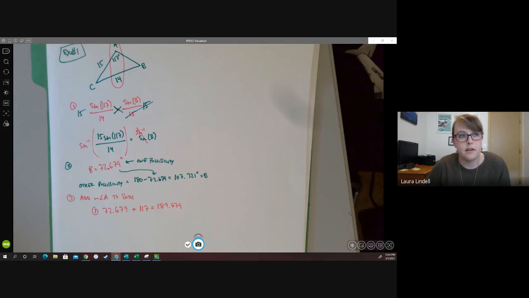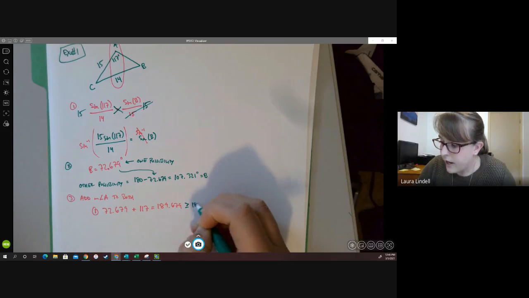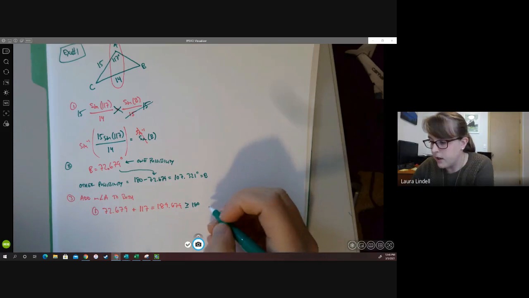I'll give you a hint. What are the angles of a triangle supposed to add up to if you add all 3 of them together? Yeah, it's over 180. That's a problem because triangles only have 180 degrees if you add all 3 angles together. So if I add just 2 of them together and I get more than 180, that's not going to make a triangle. So this is greater than or equal to 180, and that's a problem. So this version of angle B will not work.